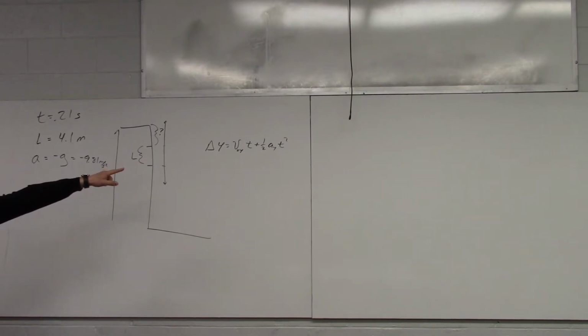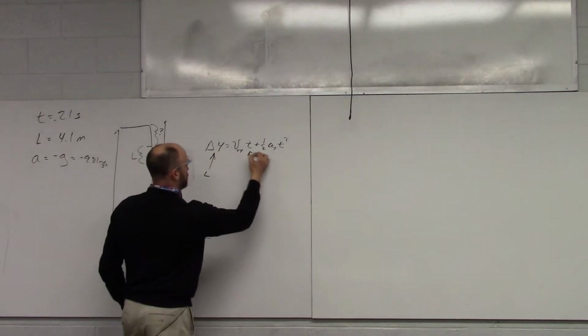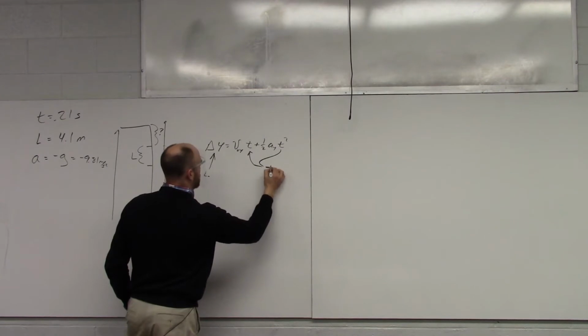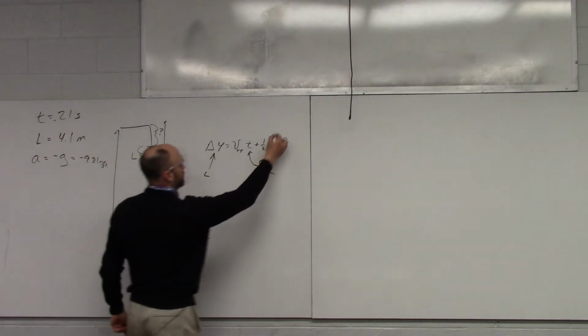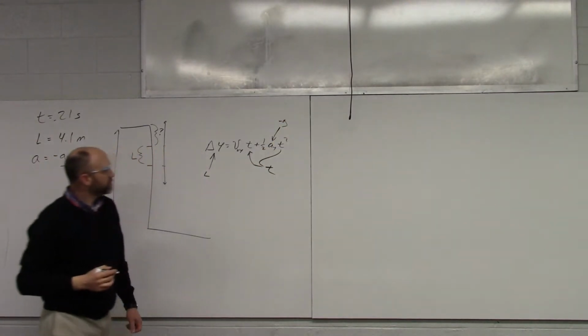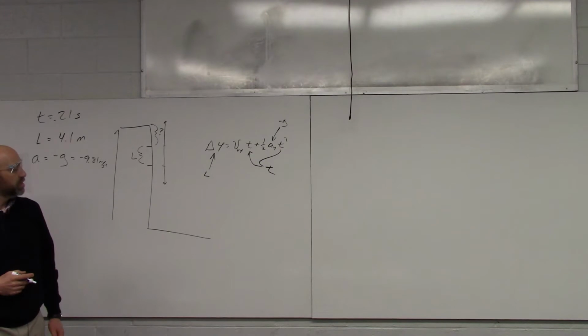Where does this apply? What can we do with this equation? Where can we put these? Okay. So put your L here, your time here and here. So your 4.1 and your 0.21, and of course your gravity goes here. We can get V naught out of that, right? That sounds like a good place to start. Okay, let's do the algebra first.